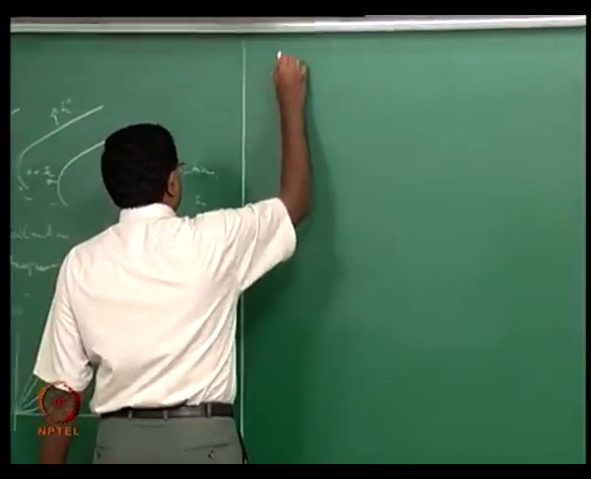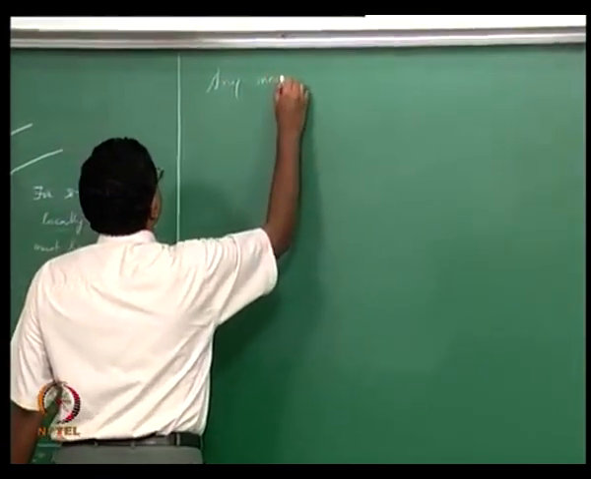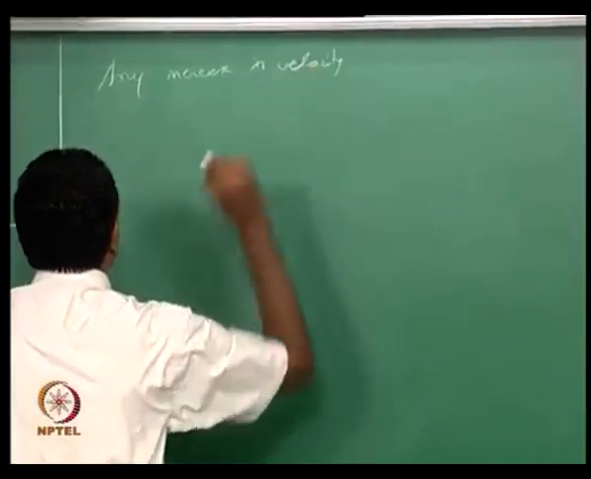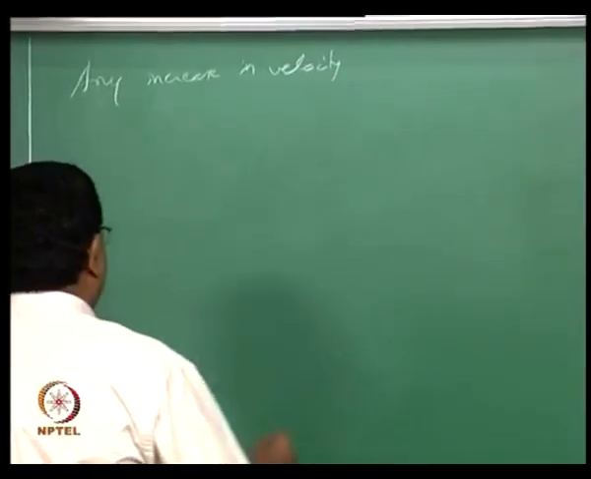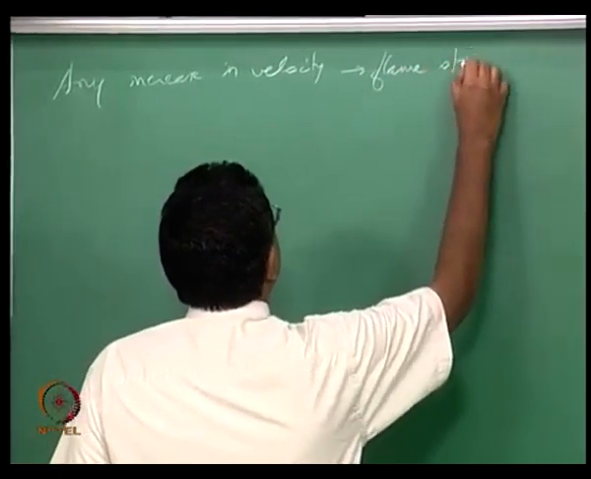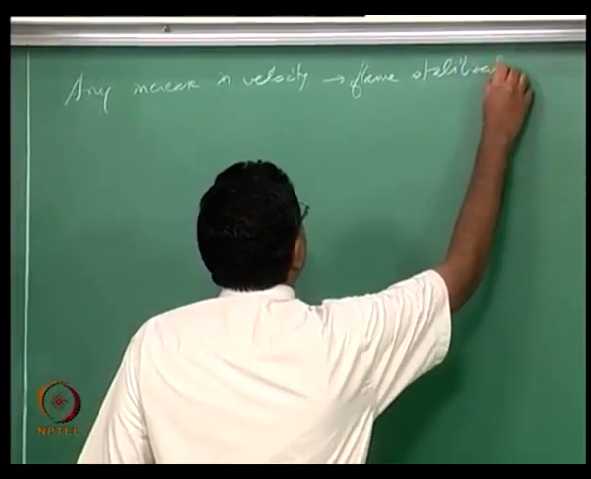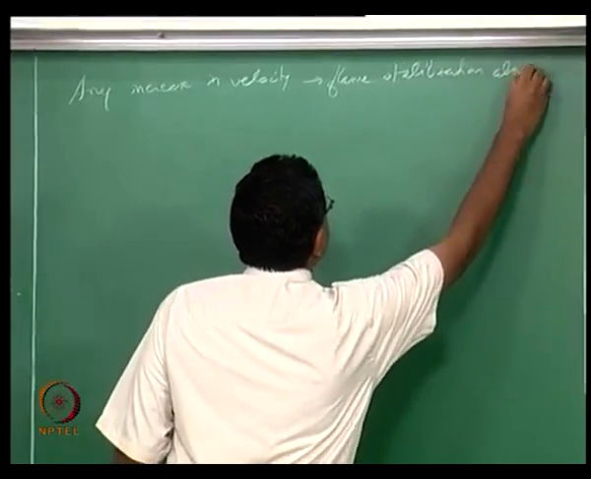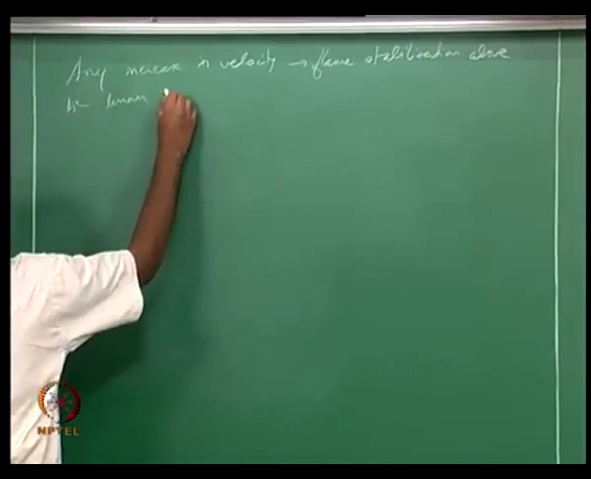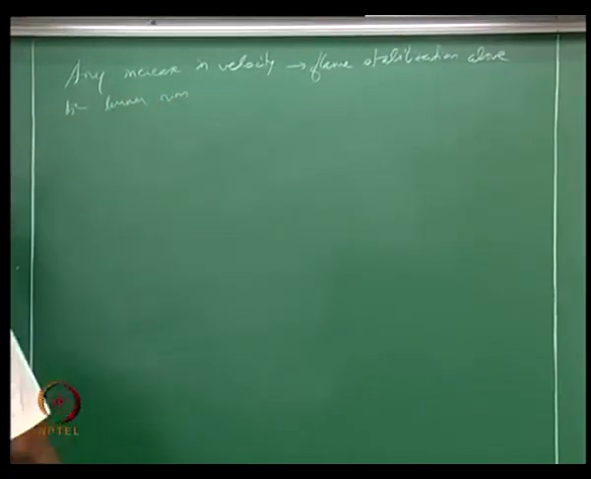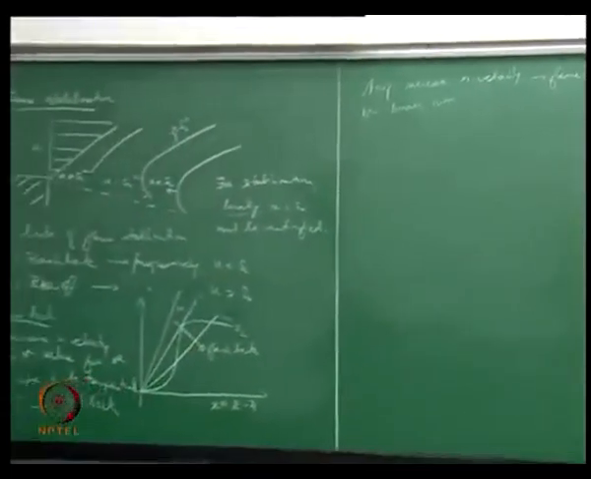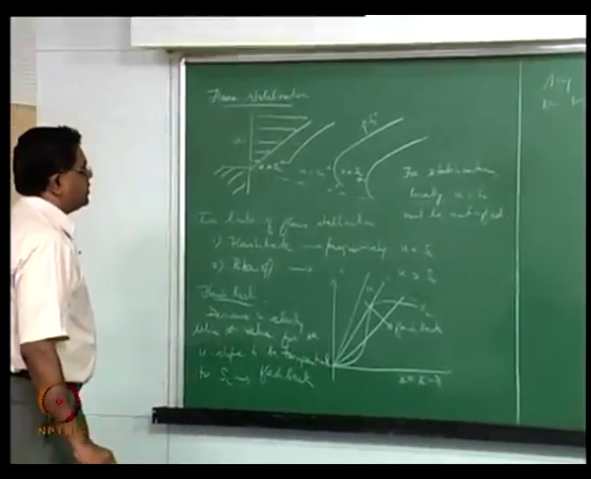Any increase in velocity, on the other hand, leads to flame stabilization above the burner rim. That means to say, at this particular condition the flame is stabilized at the rim, and that's the most you can do to prevent flashback.